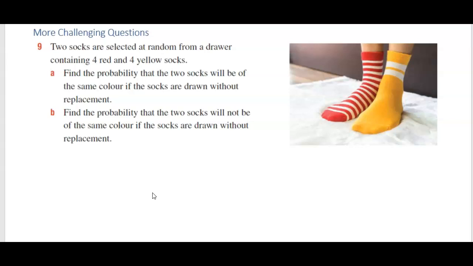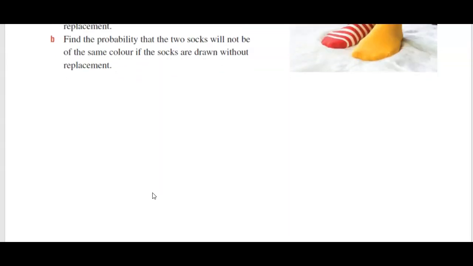Anyway, so question 9: 2 socks are selected at random from a drawer containing 4 red and 4 yellow socks. Find the probability that the 2 socks will be of the same color if the socks are drawn without replacement. Find the probability that the 2 socks will not be of the same color if the socks are drawn without replacement. Okay, so let's draw our tree diagram.